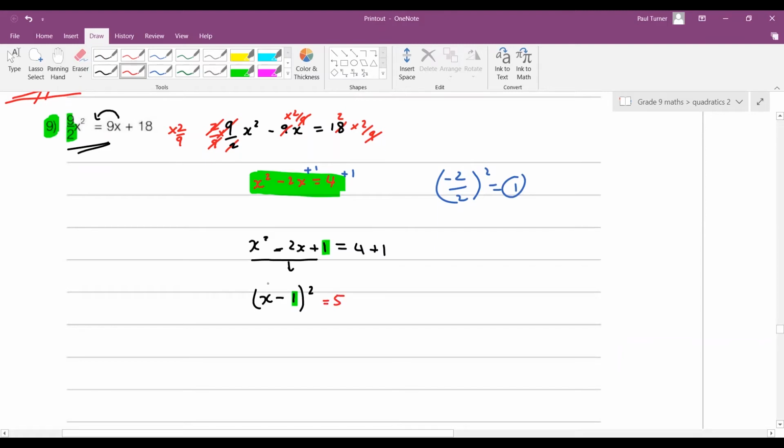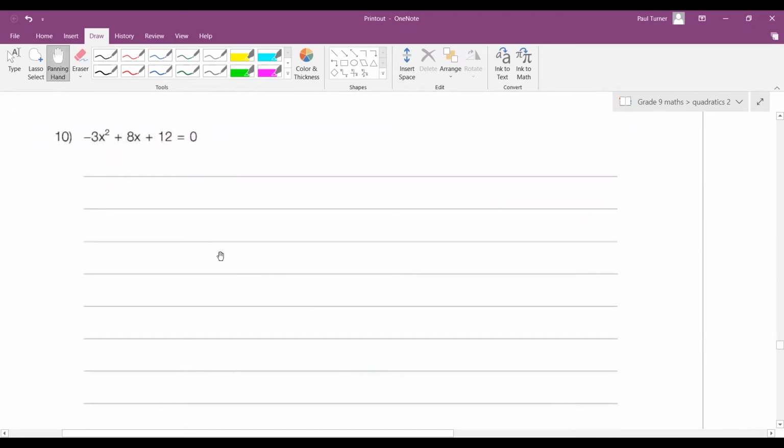And now at this point, we take the square root of both sides. And you need to remember to put in plus or minus here, because that actually has 2 values. That square root will cancel the square. So x minus 1 equals plus or minus root 5. Bring your 1 over. You'll get x equals 1 plus or minus root 5. So you'll get 1 plus root 5 and 1 minus root 5. And that would be 3.24 and minus 1.24.